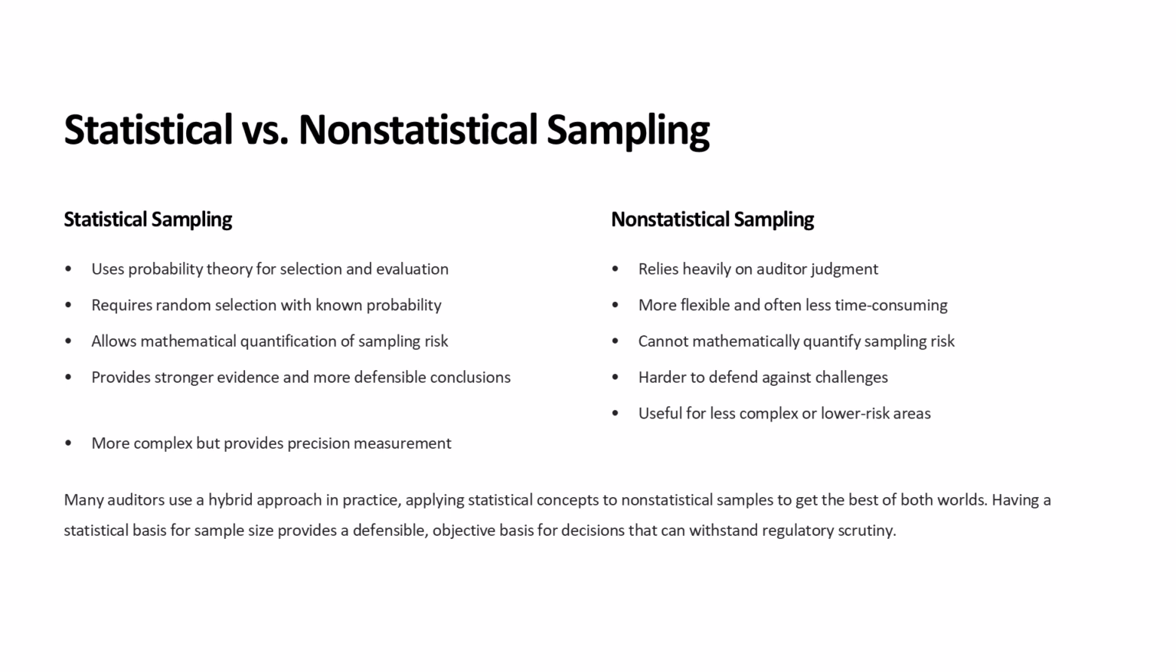Statistical sampling uses probability theory for both sample selection and evaluation. It requires random selection of items where each item has a known probability of selection. This approach allows us to mathematically quantify sampling risk and calculate precision, the numerical measure of potential sampling error. While more complex, it provides stronger evidence and more defensible conclusions, especially in litigation-prone environments.